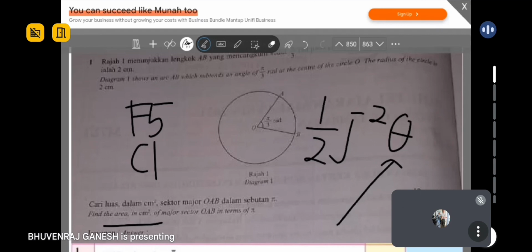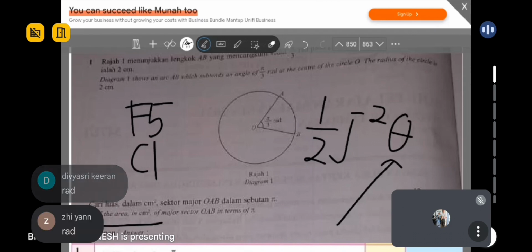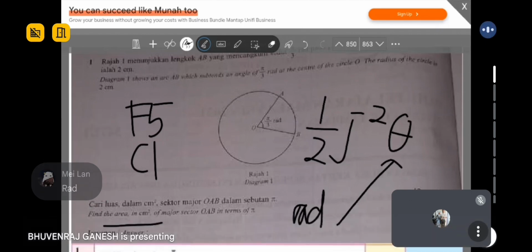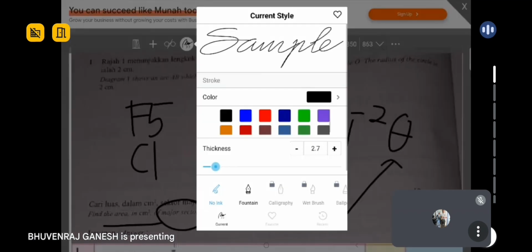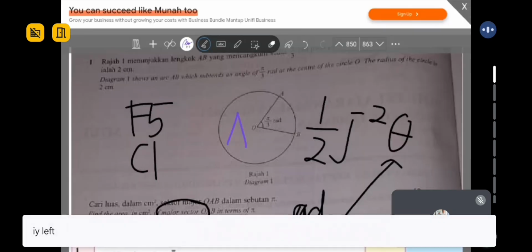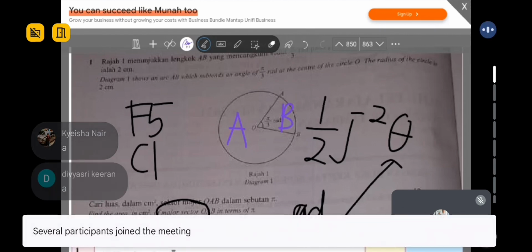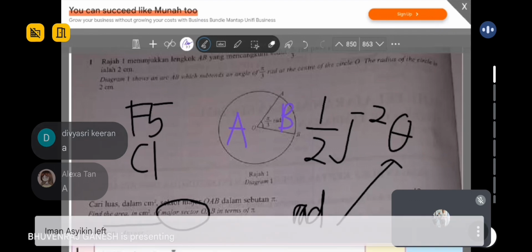Okay guys, theta refers to what? Is it degree or radian? Apa unit? What is the unit? Very good. Radian. Okay, correct. So now they ask you to find major sector OAB. So guys, can you all tell me AB manakah adalah sector major? Which is the major sector? Very good. Okay, the answer is A.